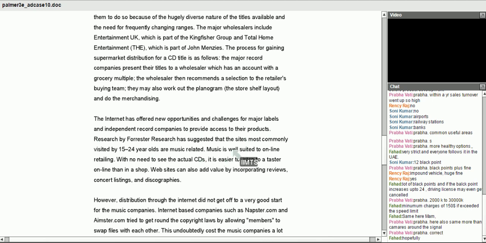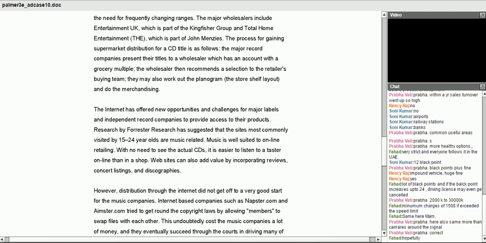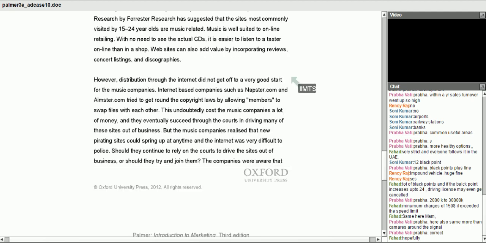So why is it so? Because research by Forrester Research suggested that the sites most commonly visited by 15 to 24 year olds are music related. So music is well suited to online retailing, with no need to sell the actual CD. It is easier to listen to a taster online than in a shop. Websites can also add value by incorporating reviews, concert listings and discographies. So that is something that we have discussed. Because of the availability of music on the internet, the sale has been continuously going down.